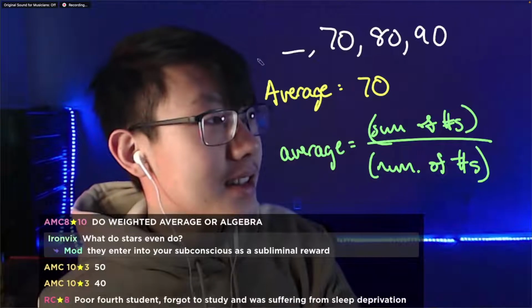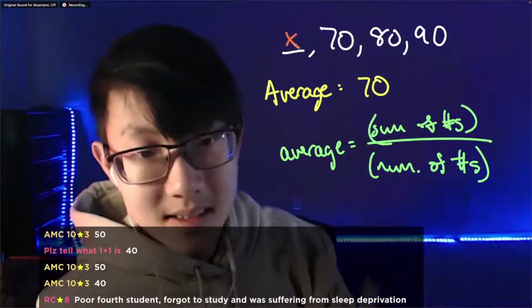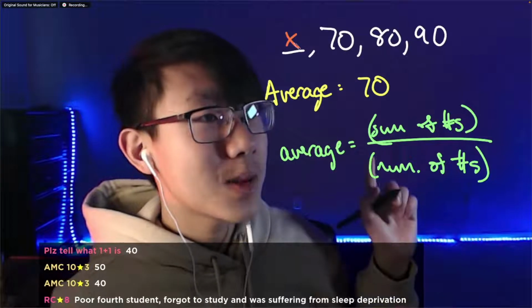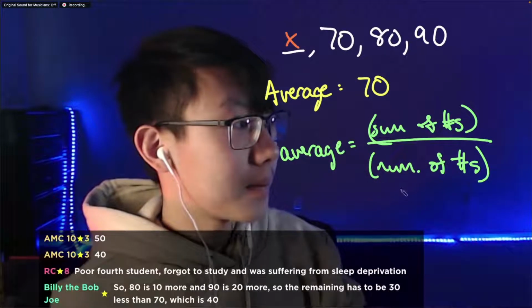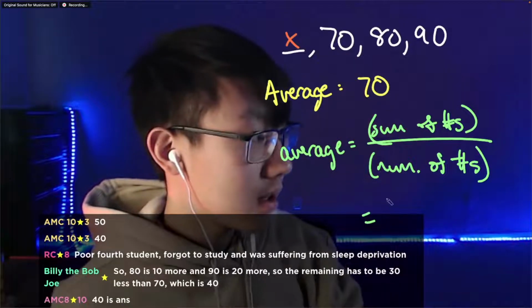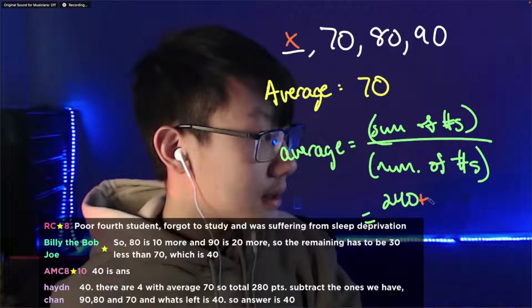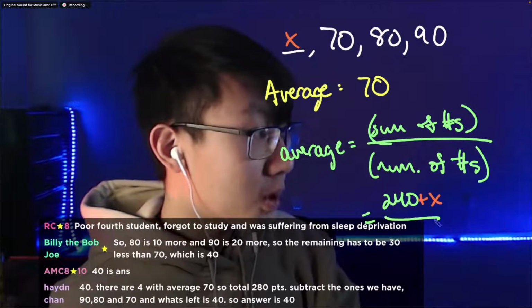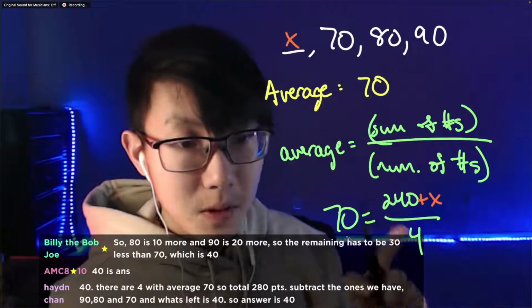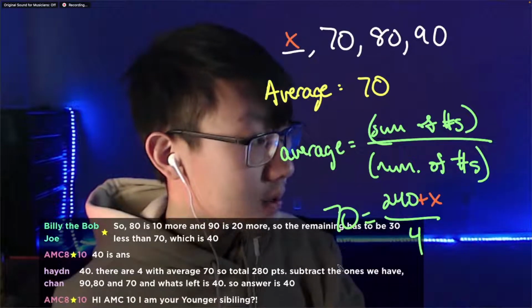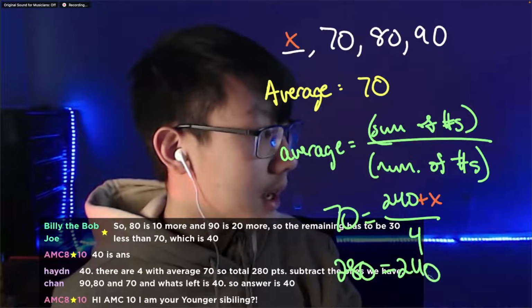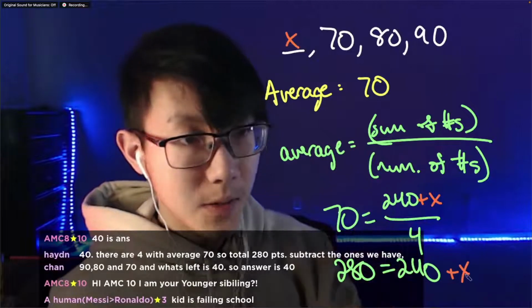And in this case, if I say that the 4th student had a score of X, set a variable because we don't know what it is, then our expression is 70 plus 80 plus 90, which is 240, plus X, divided by 4 total scores, because that's the number of numbers, and that's equal to 70. If you multiply both sides by 4, you get 280 is equal to 240 plus X. And from there we can see X is going to be 40.